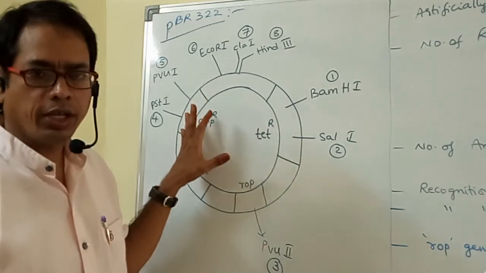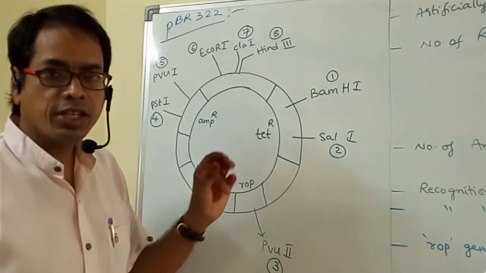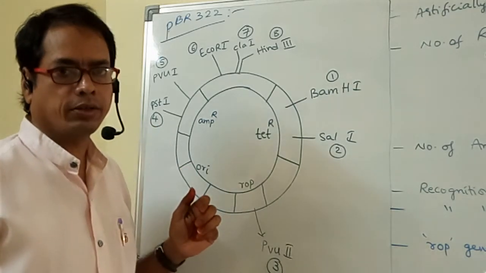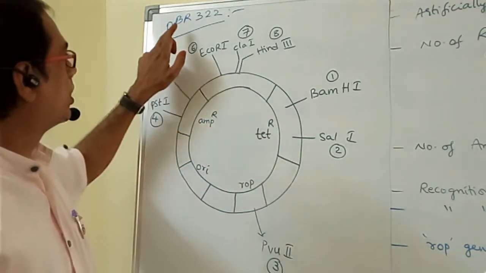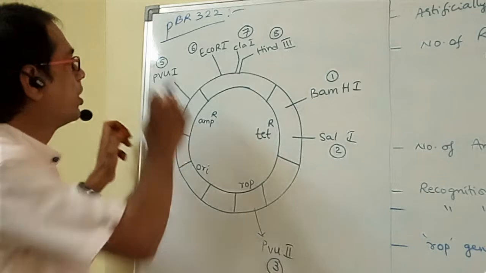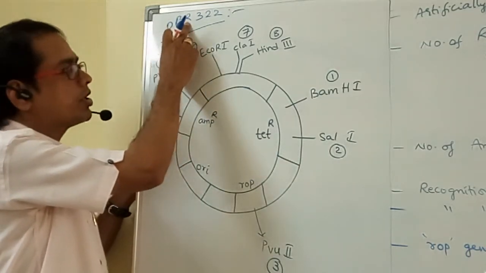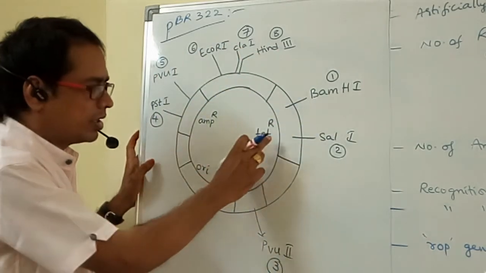Look at here, my dear students. This is pBR322. This is the artificially restructured plasmid. This was discovered by Bolivar and Rodriguez. P means plasmid, B means Bolivar, R means Rodriguez. Okay, this is pBR322.